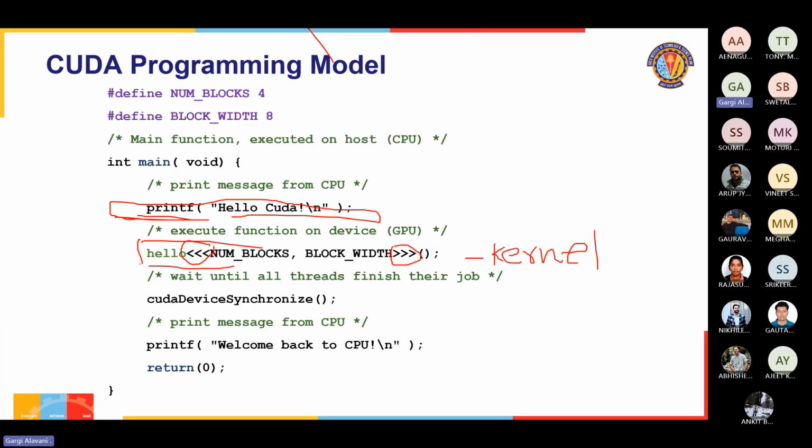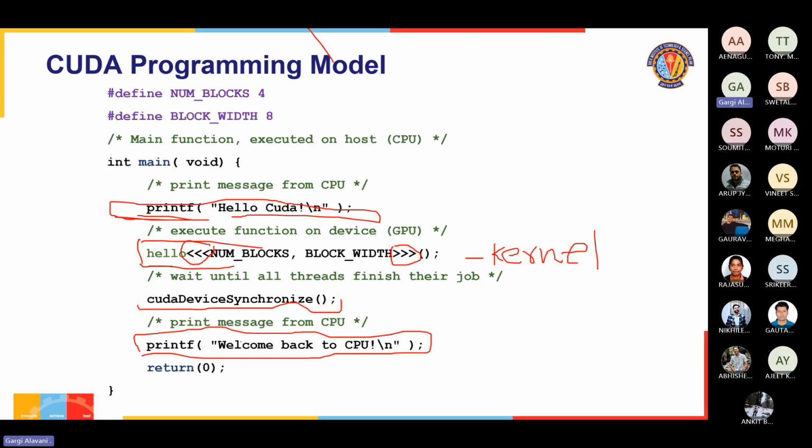Now, once you run this line, the control will transfer to your GPU and the computation starts on your GPU. How do you know that the computation is complete? For that, it is a must to use CUDA's device synchronize, which ensures that whatever is executed before this line is complete, and only then you move on to the next line. After this, the next printf statement, welcome back to your CPU, will be executed on your CPU.